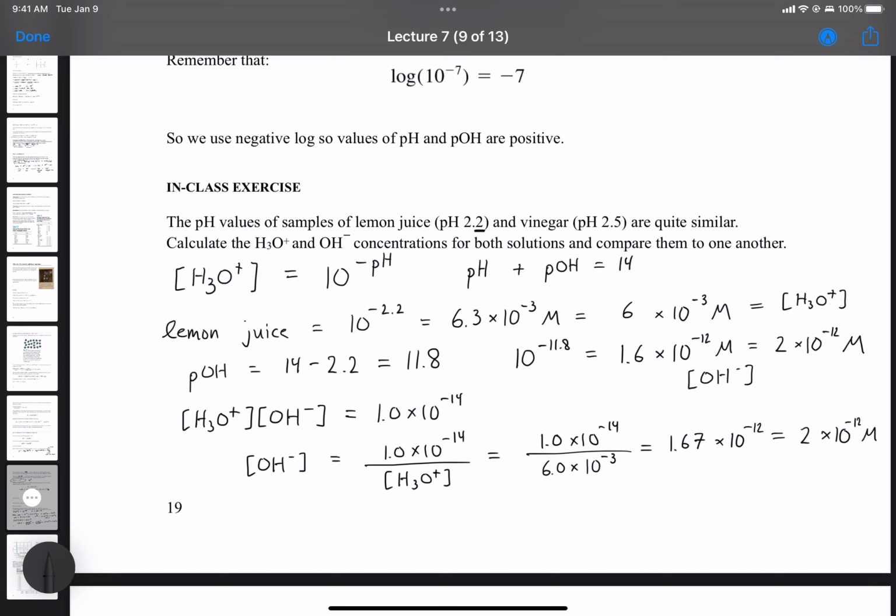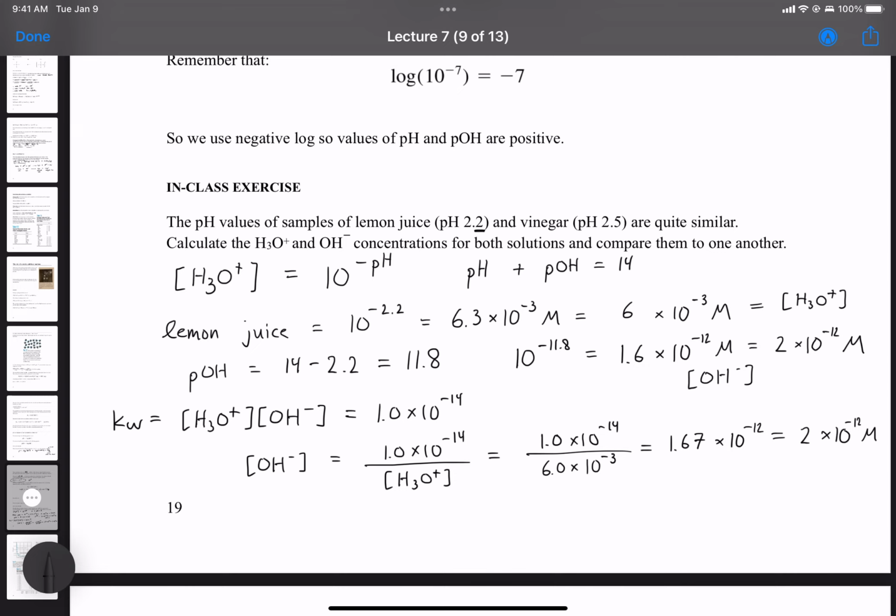Okay, so there's 2 ways you could do it. If you know H3O plus and you know the pH, you can use the pOH plus pH equals 14 equation, or if you know one of the concentrations, you can use the kW expression to solve for the OH concentration. Okay, so that's for lemon juice.